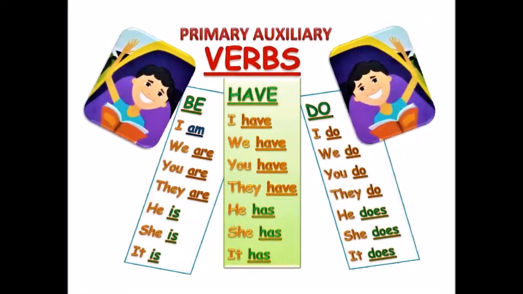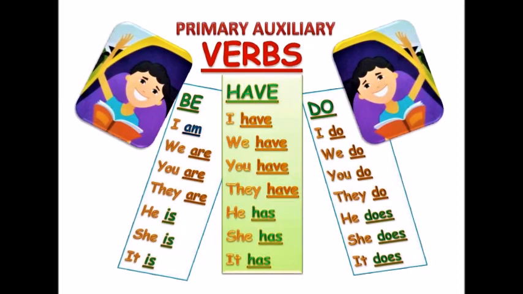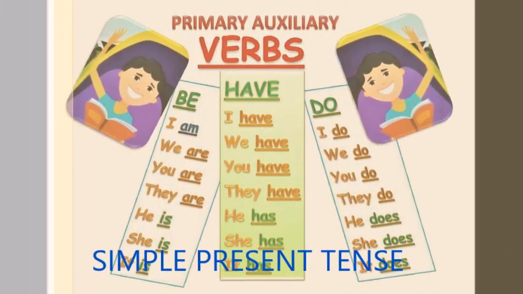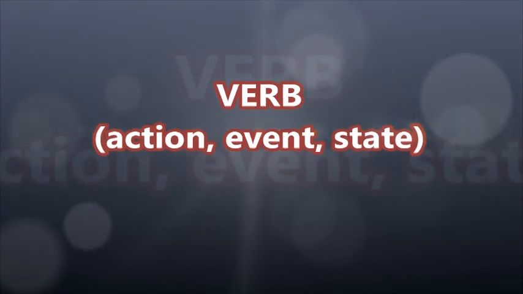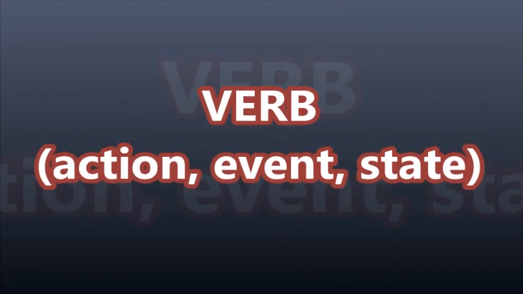Hello everyone. Today we're going to explore and practice the use of primary auxiliary verbs, especially as main verbs in simple present tense. A verb means acting or doing, and it can show an action, an event, or a state of the subject in a sentence.